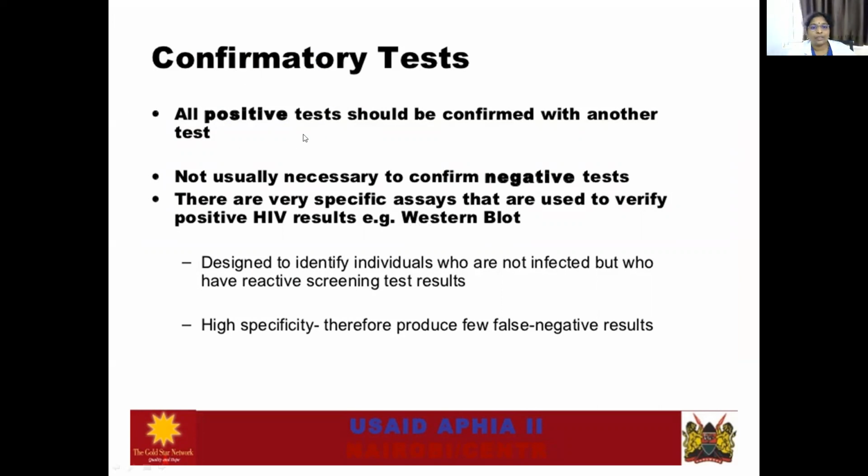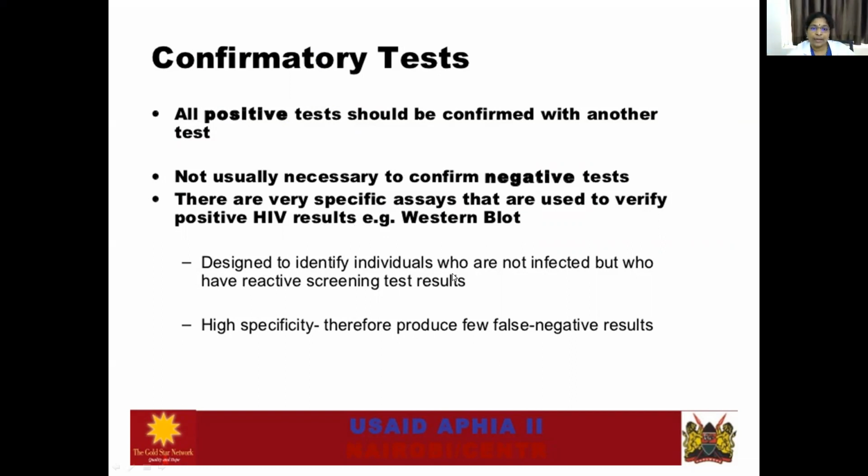So all the positive tests should be confirmed with another test, usually a confirmatory test, that will be a Western blot assay or polymerase chain reaction, reverse transcriptase RT-PCR you have to do. Negative samples need not proceed with the confirmatory test. All the positive samples should proceed with this confirmatory test, usually the Western blot assay. What is this Western blot assay?